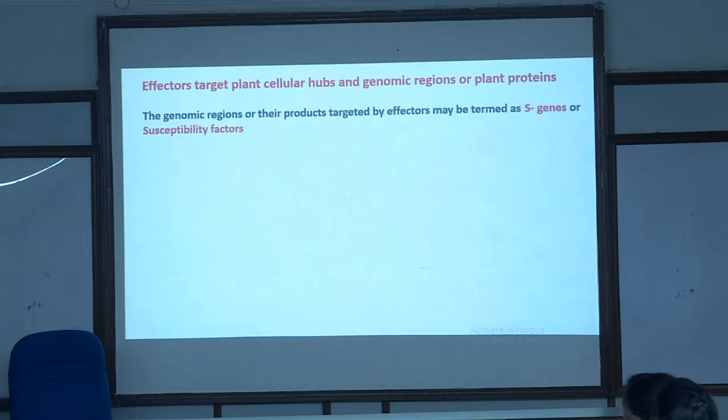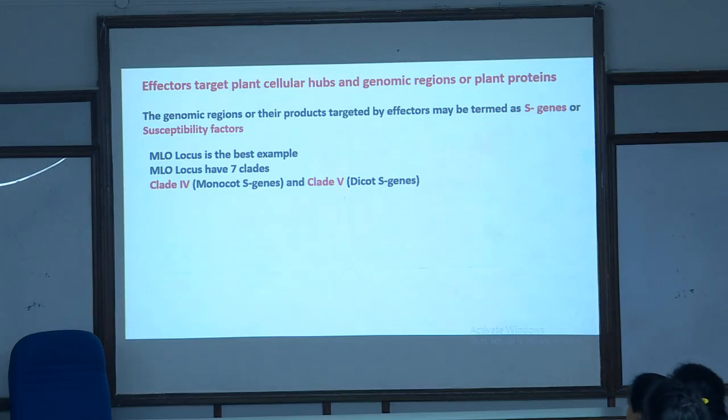The effectors target the plant cellular hubs, just to rewind what's really happening. And these susceptibility factors are the potential targets. And the classical one, which is already there in a number of applications, is MLO. Right? Please put this as a search word, that will take you to a world of MLO loci in different crop plants, right?